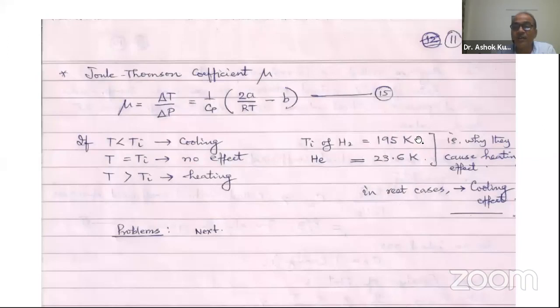which is much lesser than the normal atmospheric temperature, right? Atmospheric temperature is above 0 degrees Celsius. It is much less. For helium, it is 23 Kelvin, even less. So, since the working temperature is greater than the inversion temperature, there is a heating effect. For other gases, the inversion temperature is greater than the working temperature, that is, the normal atmospheric or room temperature. Therefore, there is a cooling effect.